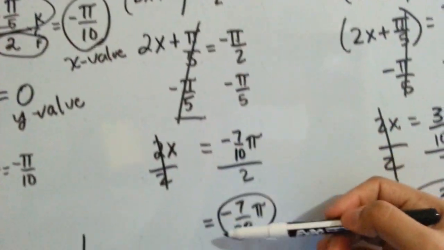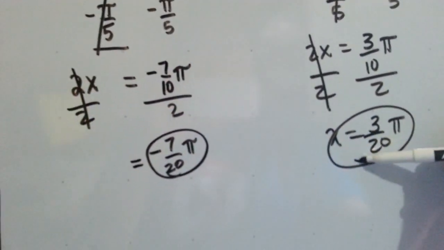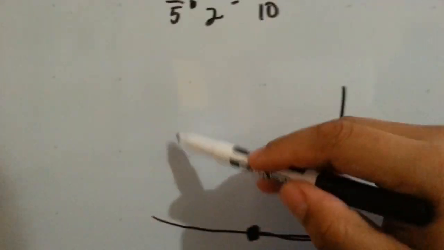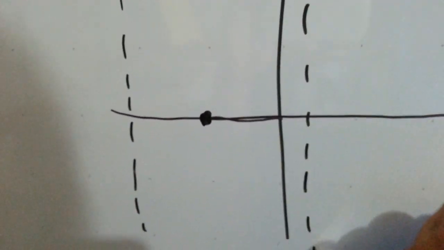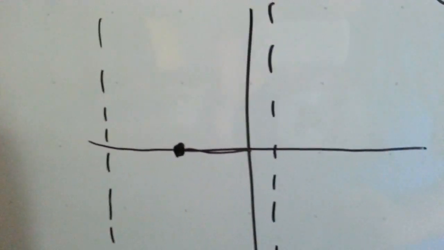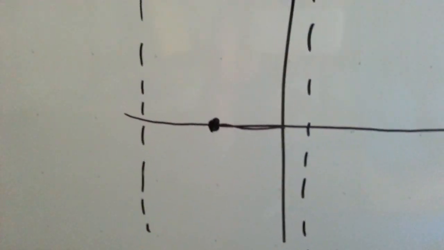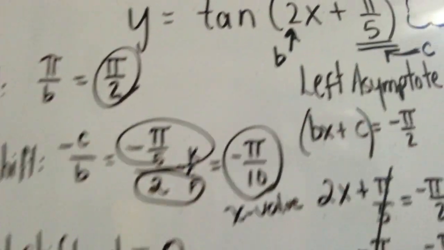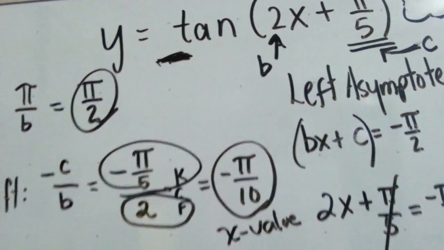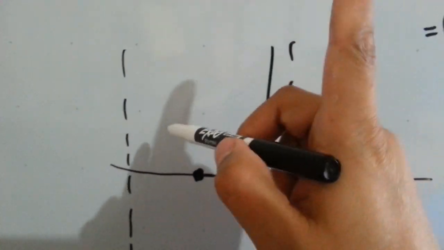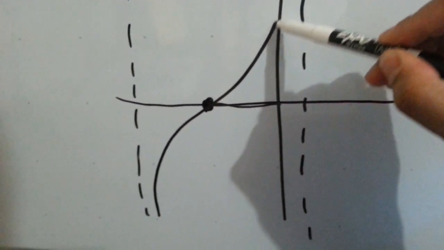And then you have two asymptotes. The left asymptote is a negative one, and the right asymptote happens to be positive. So you can put the left one here, and you can put the right one here. Notice that it's to the right of the y-axis. And then you have to look at your tan function, and you notice that the leading coefficient is positive, which means your tan function is going to go to the right. So it's going to do this.